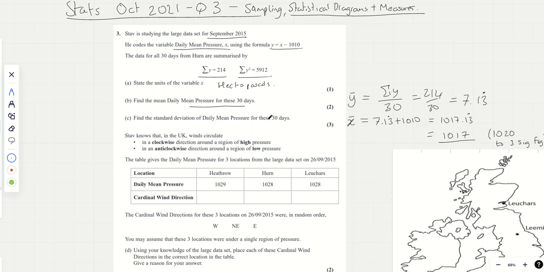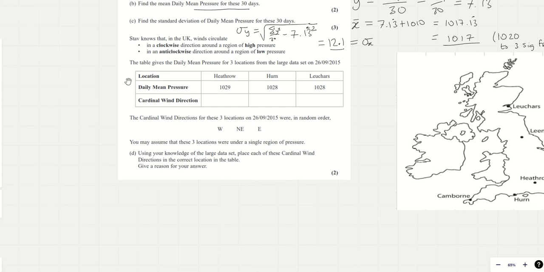Okay, find the standard deviation. Well, the standard deviation for y is going to be the square root of the sum of y squared over n, which is 30 in this case, minus our previous answer for the y bar, 7.13 reoccurring, squared. Now you work that out and you get 12.1. Now, do we need to adjust for x? No, we don't. We don't need to add or subtract. Taking away 1010 doesn't change how spread out the data is. So this is the final answer. You can say it's the standard deviation for x as well. It's just 12.1. Look up linear coding if that's confusing, but that's how it works.